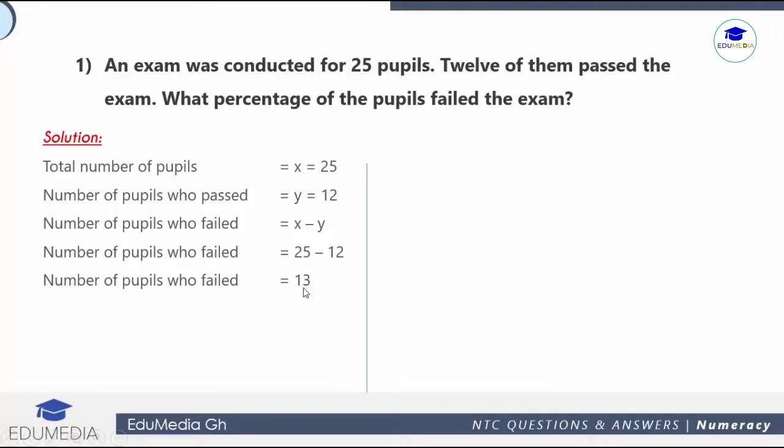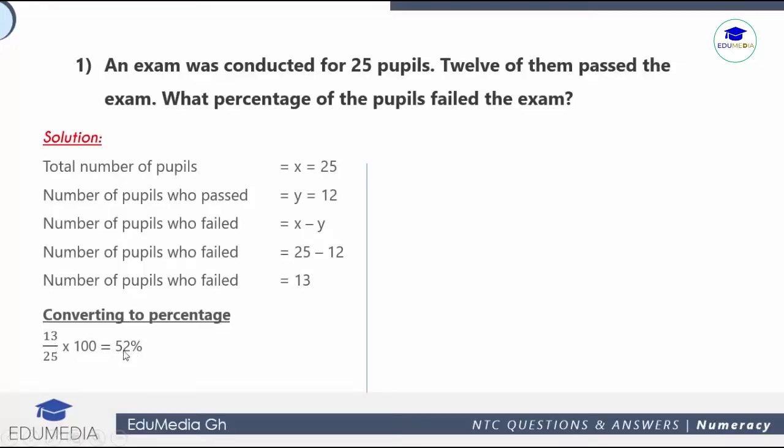Right, now the question said the percentage of pupils that failed the exam, not the number of people who failed the exam. So we are looking for the percentage. So at this point we need to convert this value into a percentage. To do that, we take the 13 that we've gotten, the number of people that failed, over 25. So 13 over 25 times 100 gives us 52%.